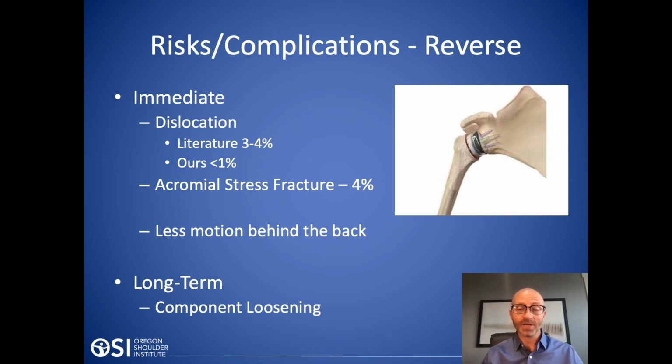The most common long-term complication is component loosening. That is also rare. If you look at the data, 90% of these implants are also in 10 years later. And there's data from Australia that compares an anatomical to a reverse. They're very comparable.